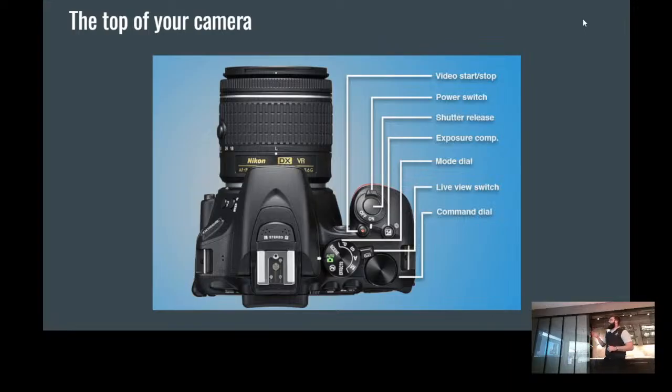And then lastly, we have the exposure compensation, which is what helps you lower or make your photo darker or lighter based on the exposure of the image.